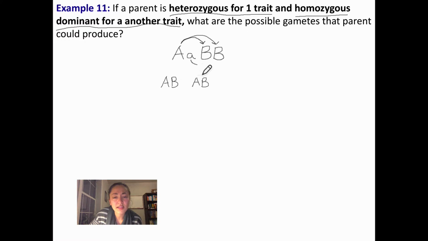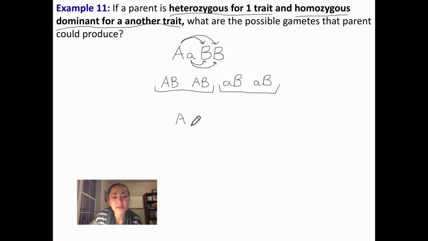And then you take the second letter, pair it with both of the letters in the second pair. Both of these would be a little a with a big B and a little a with a big B. So if we look here, these two are the same. The first two are the same, right? And these two are the same.